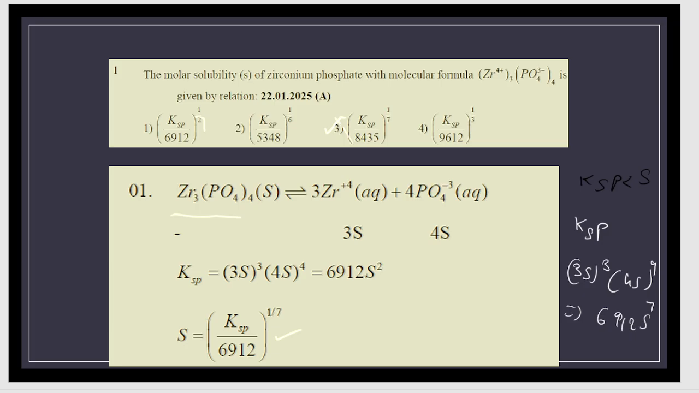Then according to the Ksp definition, the concentrations must be raised to the appropriate powers, and hence here we have written (3S) whole cube and (4S) power 4, so that you can write the final expression as 6912 S power 7. So Ksp is equal to 6912 S power 7, which means S will be (Ksp divided by 6912) whole to the power of 1 by 7. Okay, it's a simple model but very important model. Let's move to the second one.